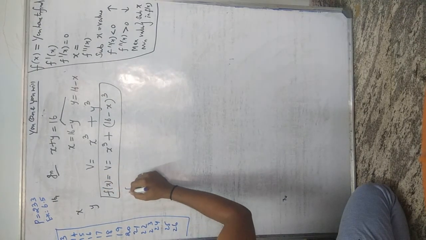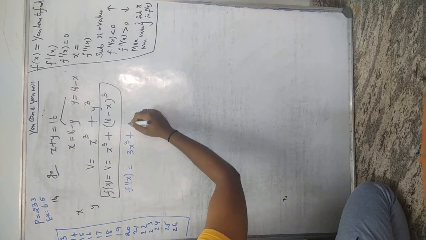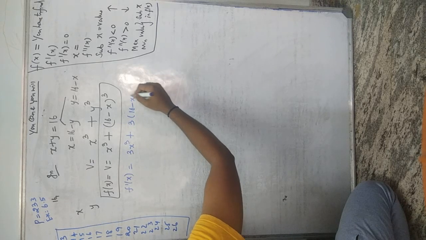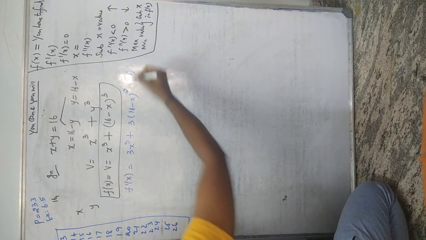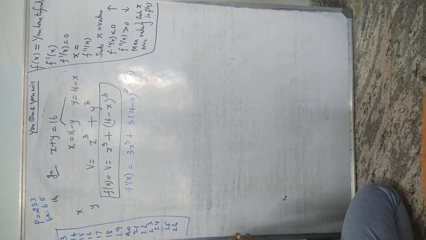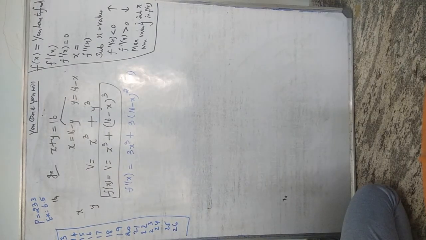You have to differentiate one time. f dash of x. So 3x cube, the power will come in the front, the power reduces by one, and in the bracket differentiate, minus 1. Next step is you have to put it equal to 0. So you have to put f dash of x equal to 0.